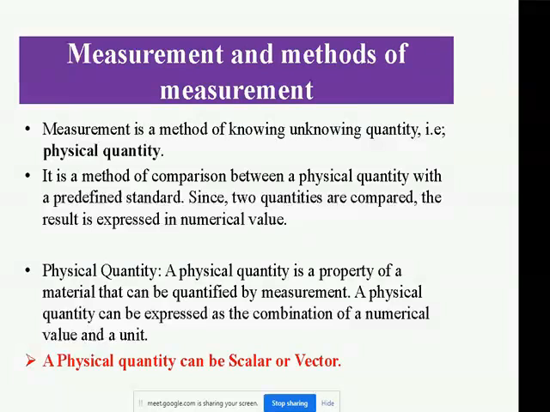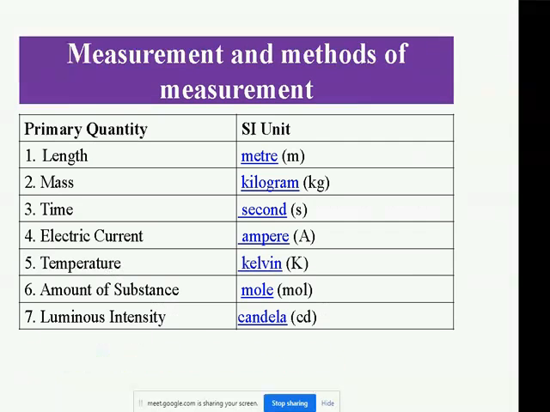So the definition of measurement is somehow complicated or confusing. If I ask what is measurement, one may say, sir, measurement is what we measure. Right, so what we measure is called measurement. But what will be the definition? The definition is: knowing the unknown is known as measurement.